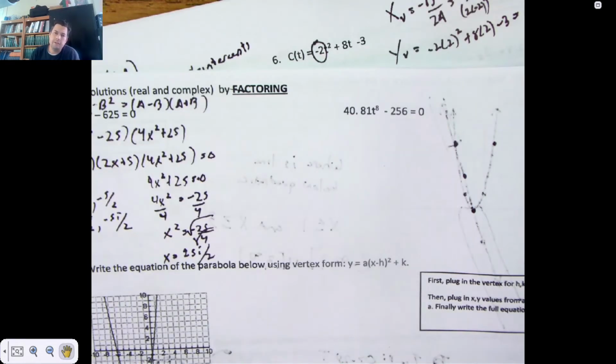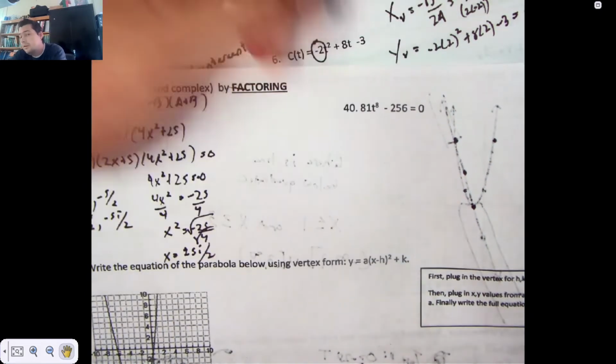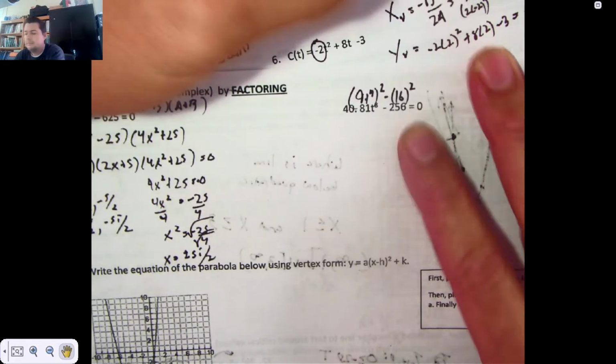Number 40 is going to be another one of these. 81t to the 8th minus 256. I'm not very nice, am I? I'm really not. That is also something squared minus something squared. That is 9t to the 4th squared, take away 16 squared.